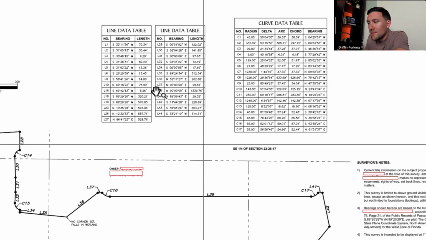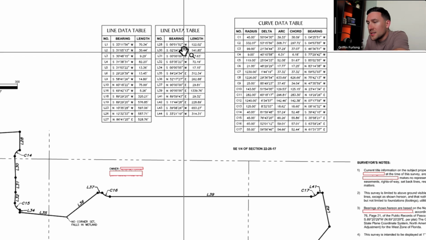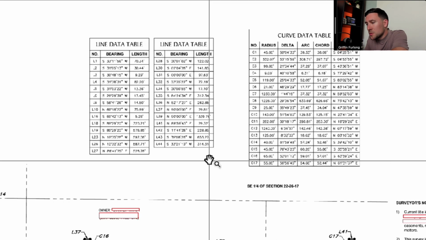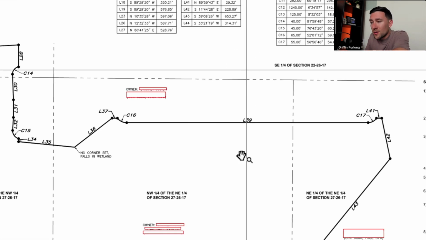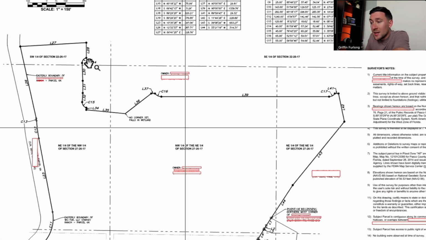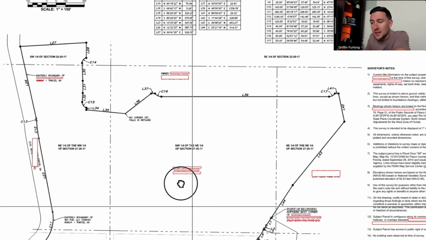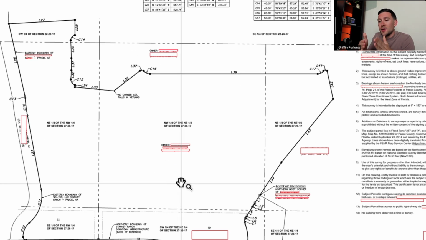Here we have some line data tables and curve data tables that define the bearings and the length of these curves. Not so much important for me, but what is important for what we're about to do is definitely this property boundary. This is our limits, guys. We can't do anything outside of these extents without needing some sort of coordination with another property owner or easement, and we can get into that later.